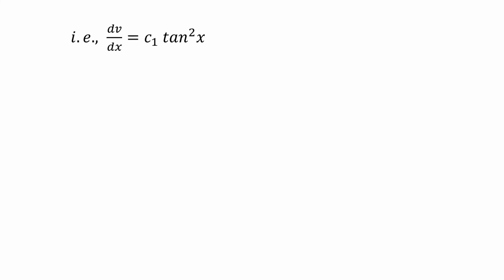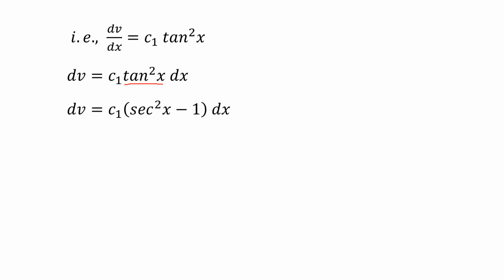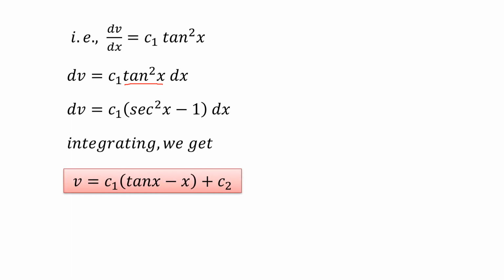Now we shall separate the variables. dv is equal to c1 tan square x into dx. Before integrating, you observe that we have tan square x. We can't integrate tan square x directly. Therefore, we shall use the trigonometric identity, that is 1 plus tan square theta is equal to secant square theta. From that, tan square theta can be written as secant square theta minus 1. Therefore, dv is equal to c1 into secant square x minus 1 into dx. Now we shall integrate. We get v is equal to c1 into tan x minus x plus c2.